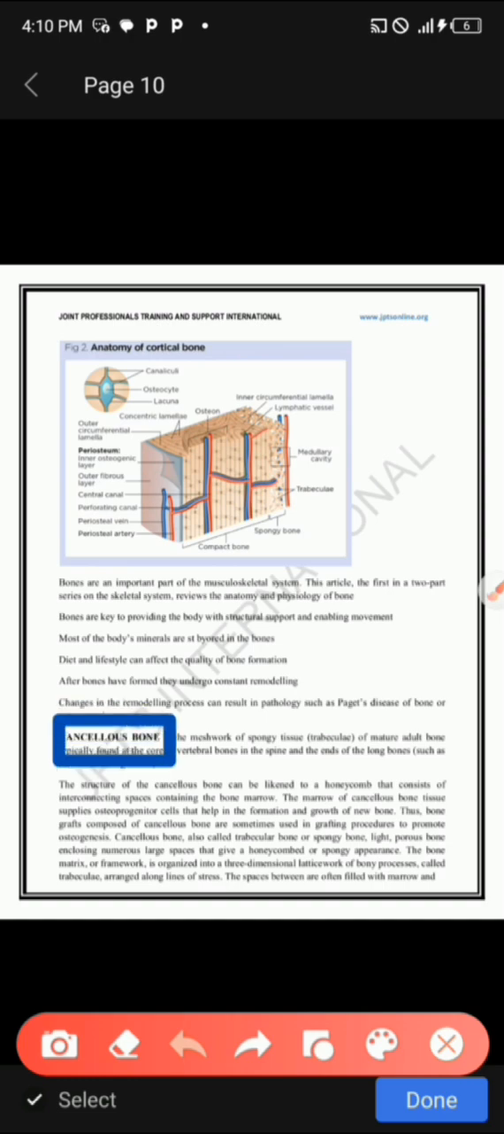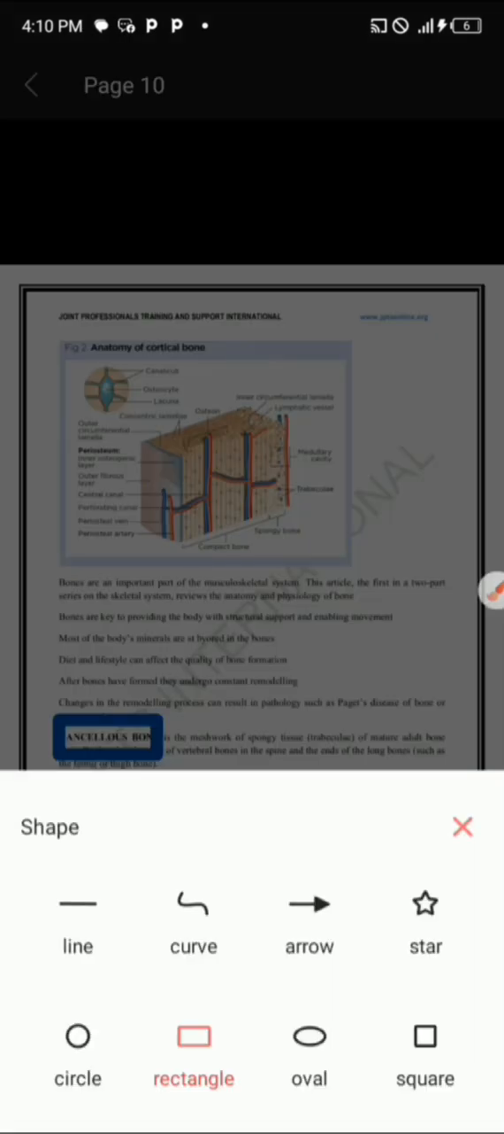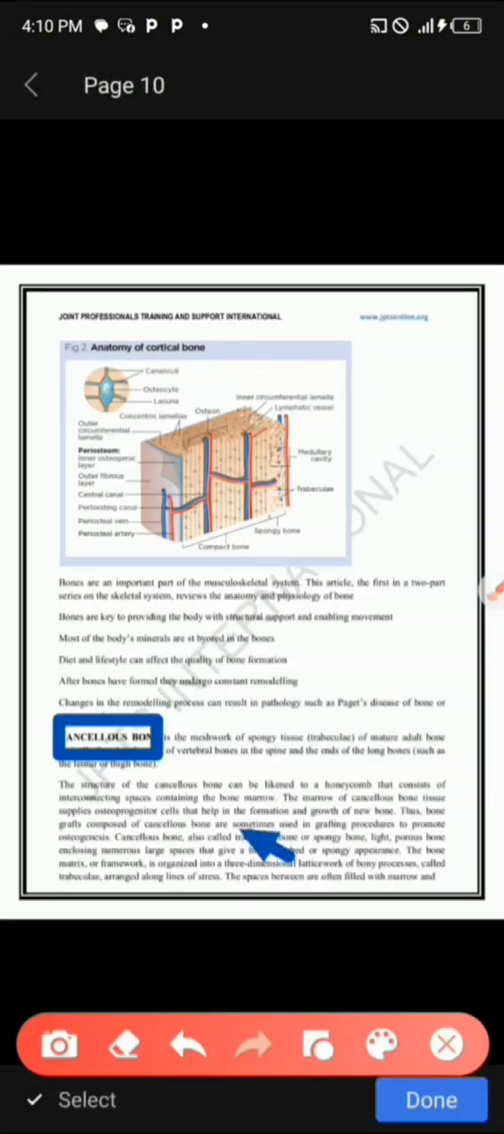Cancellous bone. When you look at some diagrams, you see different types. Cancellous bone is a meshwork, a framework of spongy tissue, of matured adult bone. Matured adult bone is stronger, typically found at the core of the vertebral bone in the spine, and at the end of the long bones such as the femur or thigh bone.